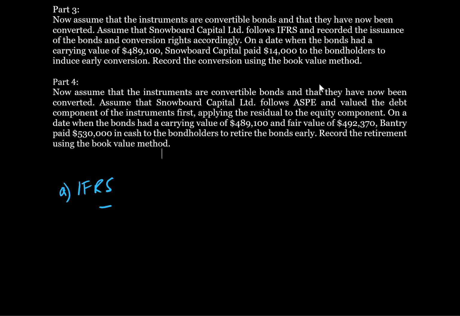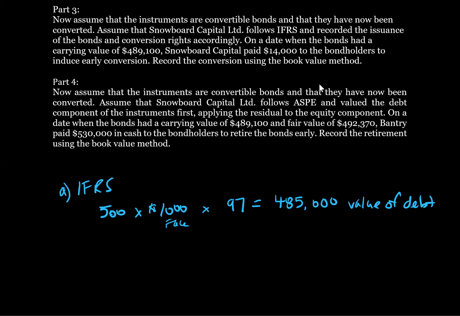So we're going to have 500 times $1,000 bonds. That's the face. This is the face times 97. And that is going to give us 485,000. So this is the value of the debt. And then IFRS says that the remainder of what we paid will be attributed to the equity.